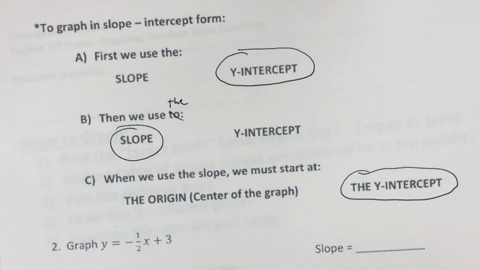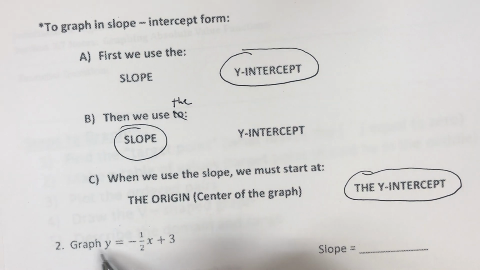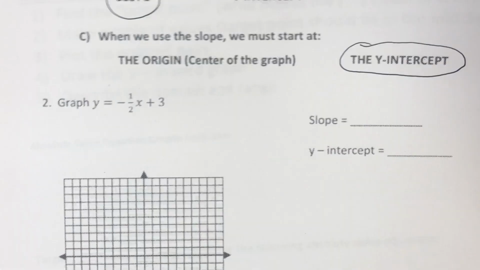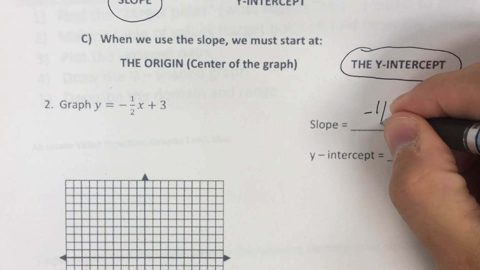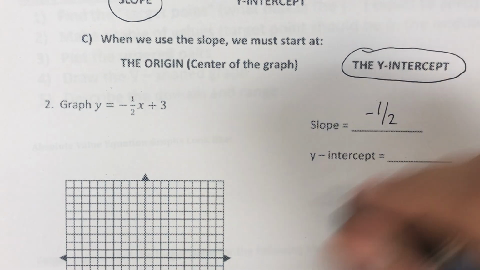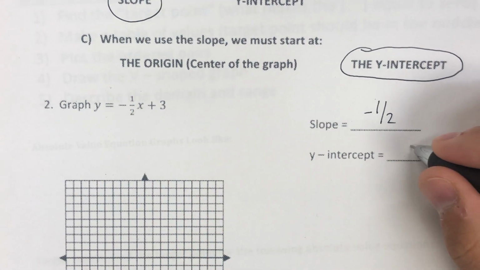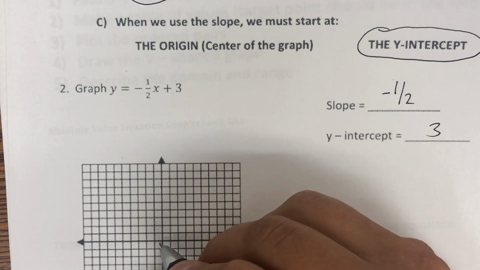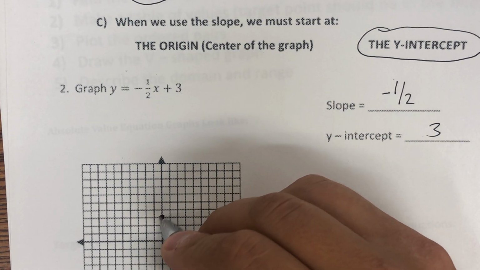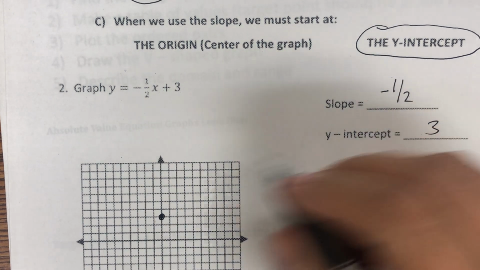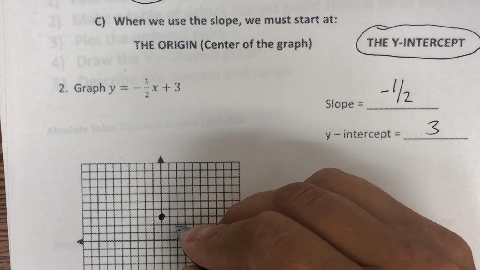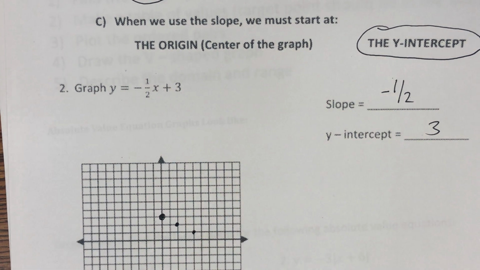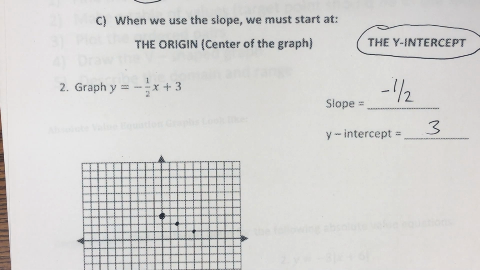So again, first step, identify, is it in slope-intercept form? Yes, it is. Y is isolated. So our slope, the coefficient of x, is -1 over 2. Rise, run. The y-intercept is 3. So when I plot the y-intercept, I go up 3. It's positive. The slope is -1 over 2, so I go down 1, right 2. Down 1, right 2.